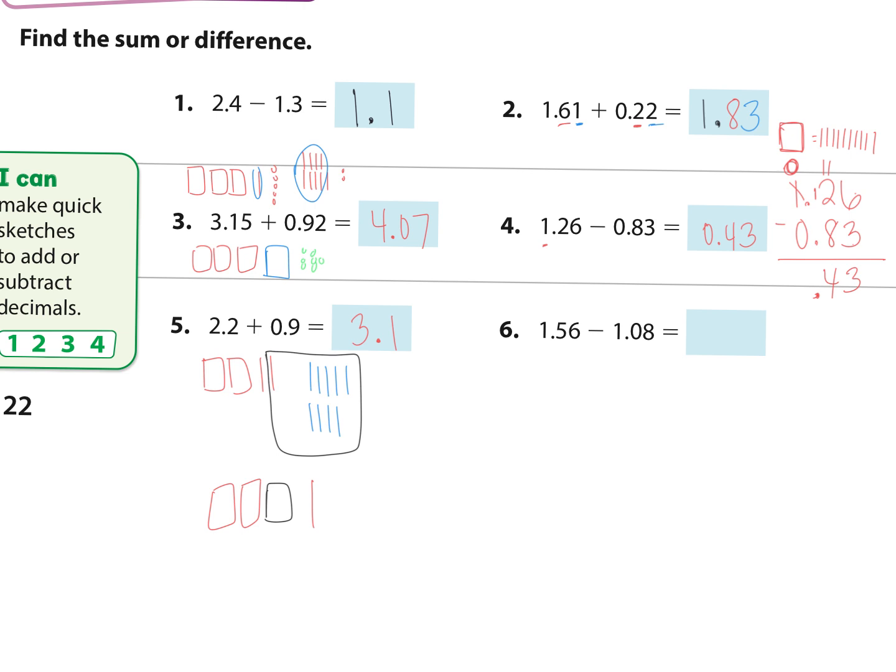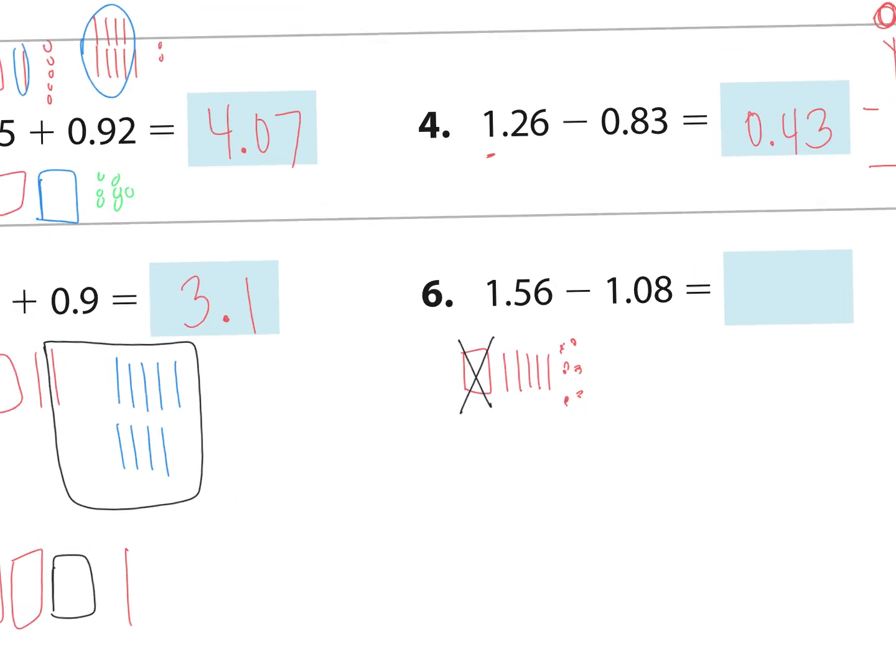Okay, on the next one, if I want to use models, this one's going to look like this. I have 1 flat, 5 rods, and then I have 6 of the little pieces. Okay, and then I'm going to take away 1 whole flat, and then I want to take away 8 hundredths. But the problem is I don't have 8 hundredths to take away. How many do I have?